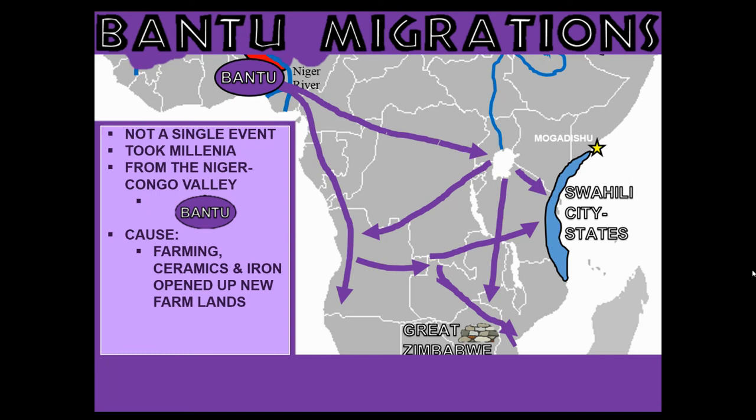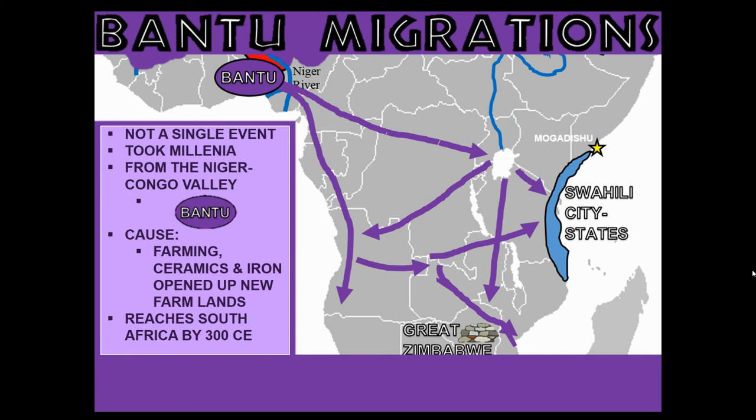And then from there, from West Africa down south towards the Congo Valley, you would have a lot of different influences. You had the rise of farming. You had different ceramics, and iron opened up new farmlands. And so the southern part of Africa was really influenced by this culture, this great migration, this Bantu migration. And so by about 300 CE, we have a rise of different city-states. We've got new kingdoms being built, and they're being fueled by this migration.